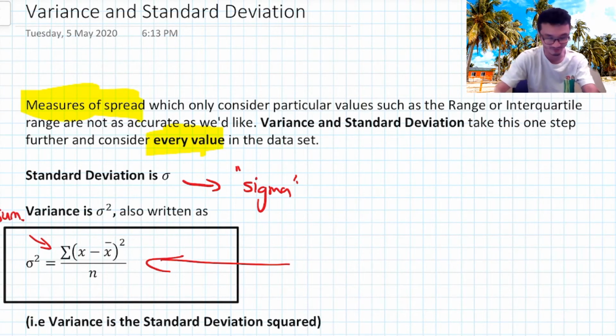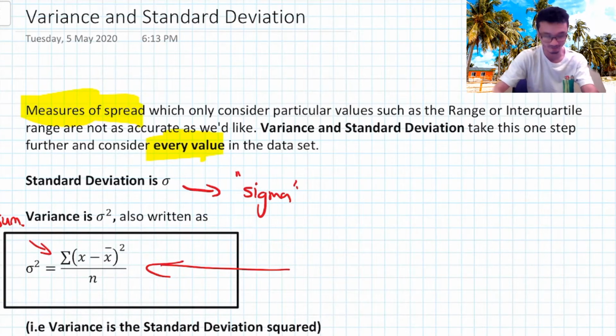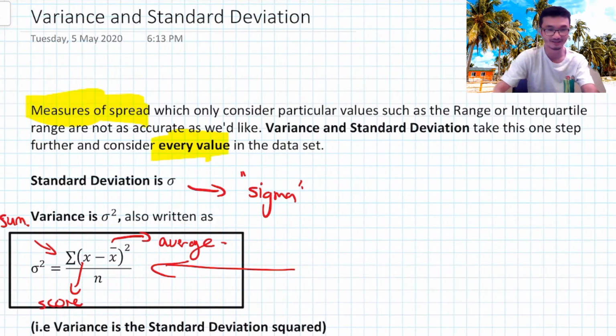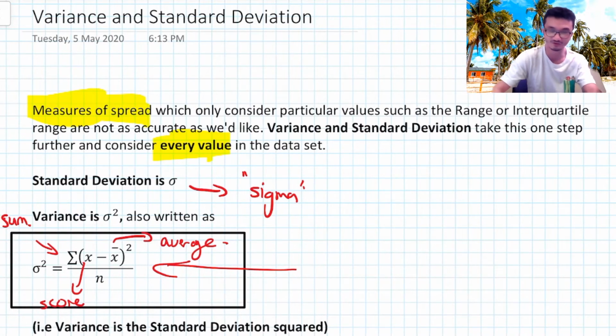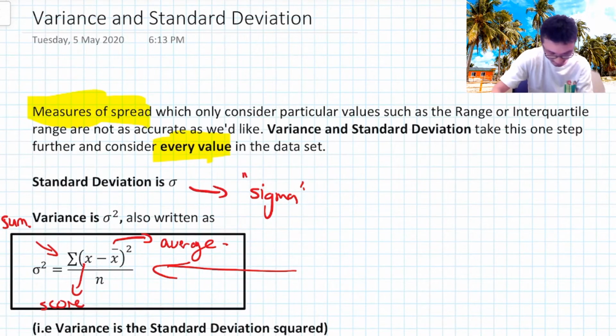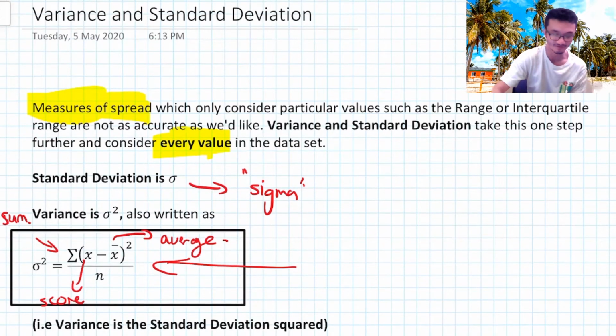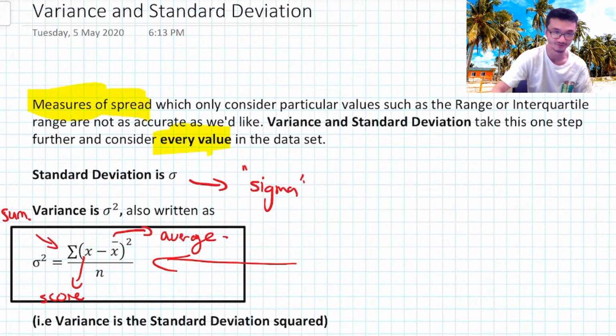That might be a bit confusing if I write sigma again. So it's the sum of x minus x bar. So x is a score I'm interested in, and x bar is the average or the mean. So I take x minus the average, so one of the scores minus the average, and then I square that, and then I add all of those together. I do that for all the scores in the data set, and basically take the average again of all those numbers, okay?